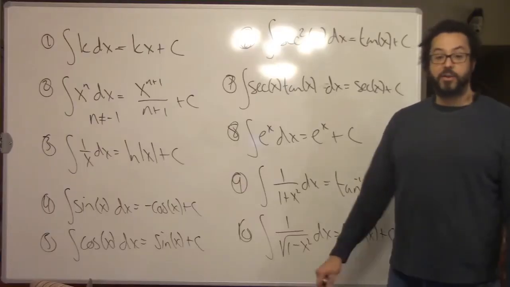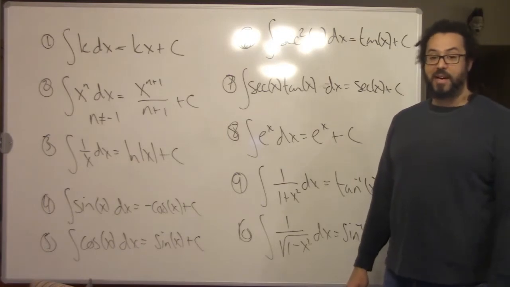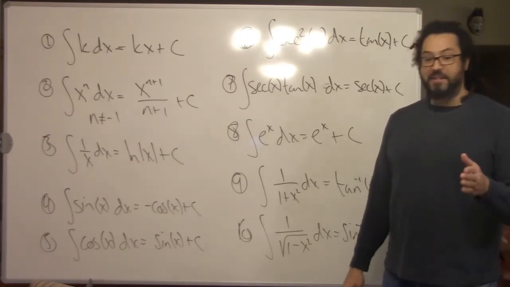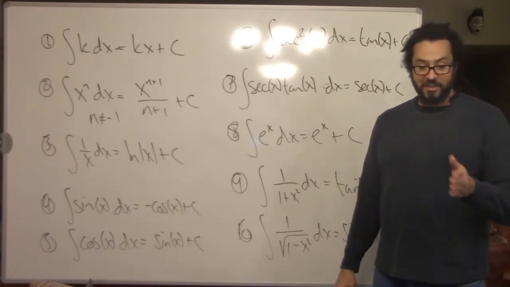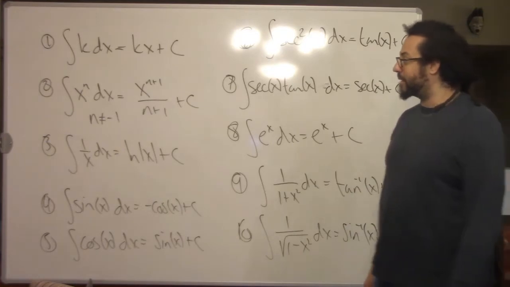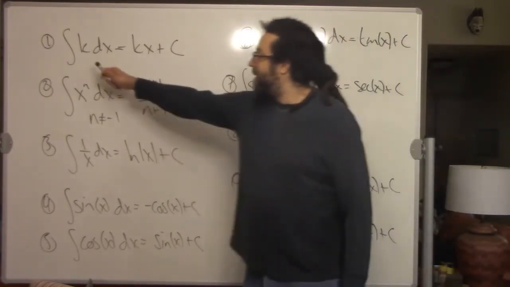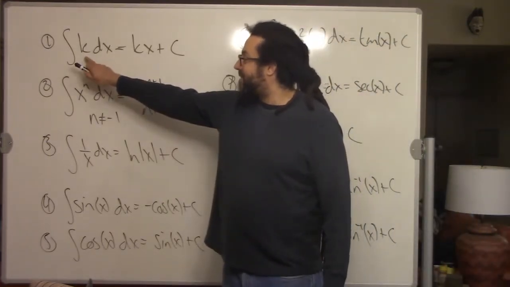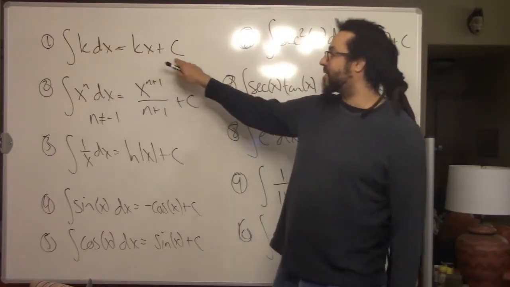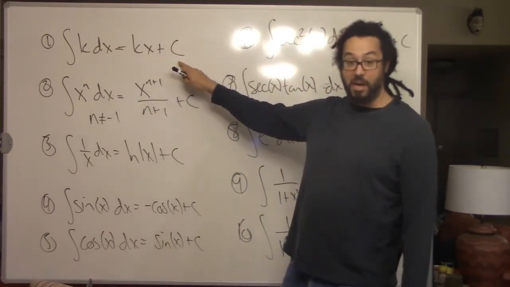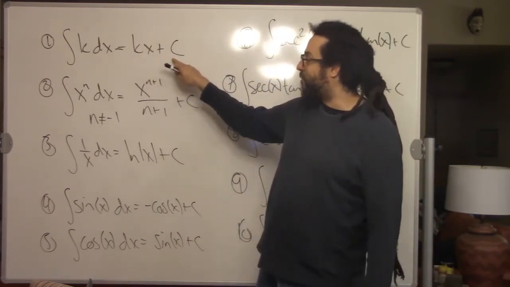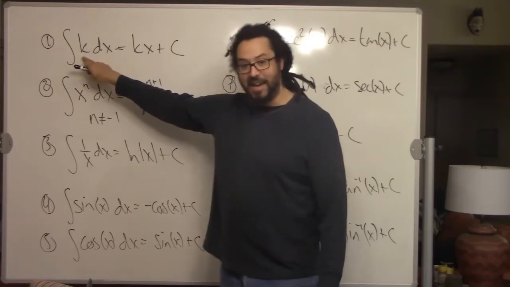All right, let's go ahead and recap some of the basic antiderivatives from last time. So remember, the antiderivative of a function is a thing that when you differentiate it, you get back to where you started. So for example, the antiderivative of a constant with respect to x is just k times x plus some constant of integration c, because when I differentiate kx plus c with respect to x, I get k.